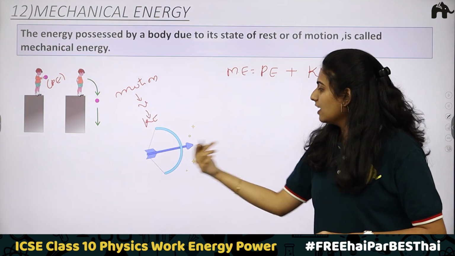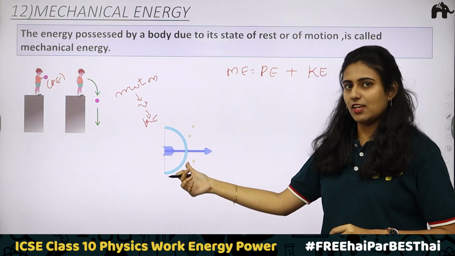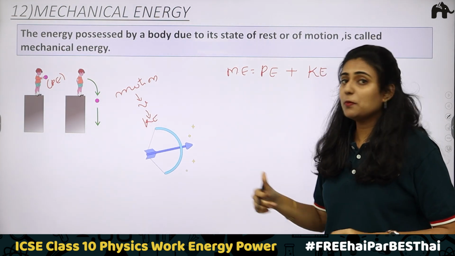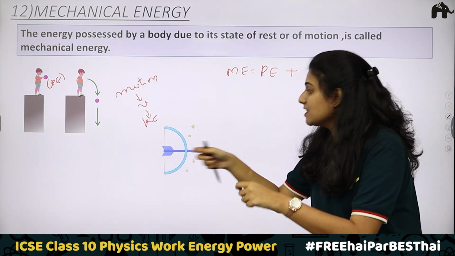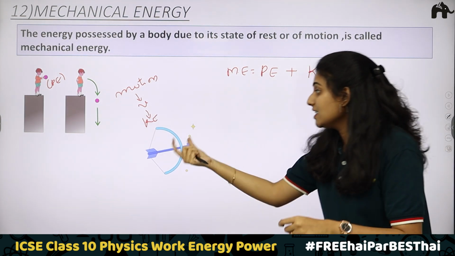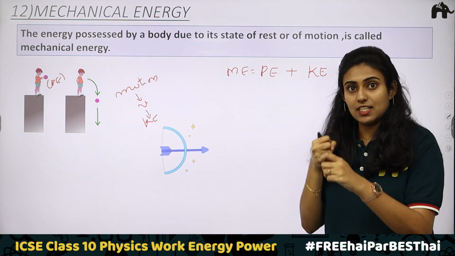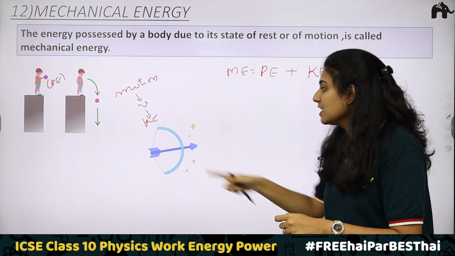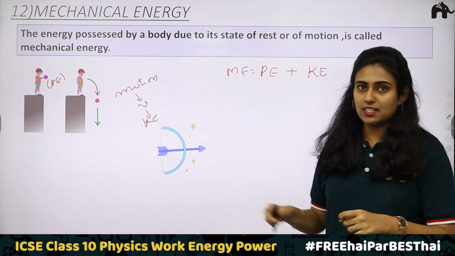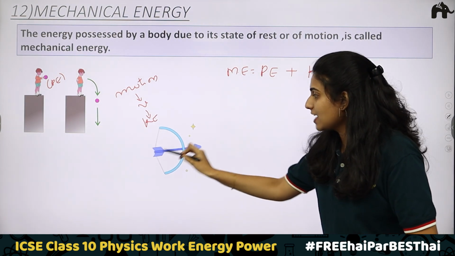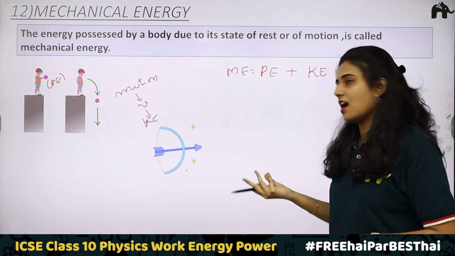Basic things. Now take this case. Here what is happening? We have explained this. When you have a bow and an arrow and you pull the string, what happens? Elastic potential energy gets stored in it, and when released, the kinetic energy gained by the string due to its motion gets transferred to the arrow and the arrow starts moving.